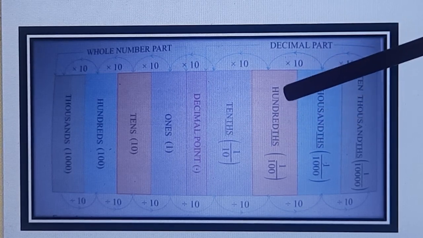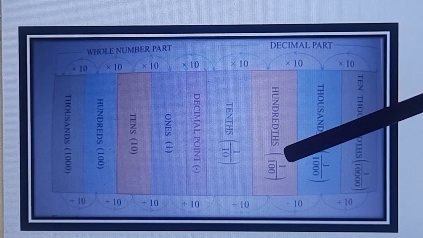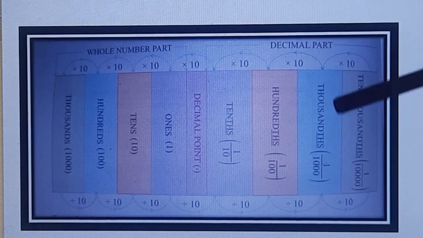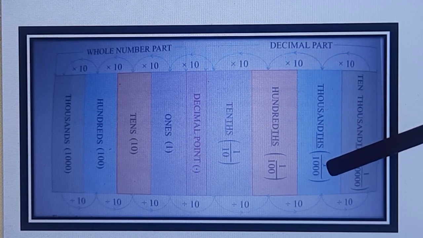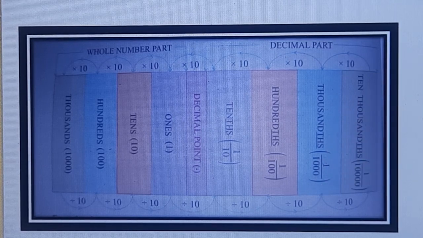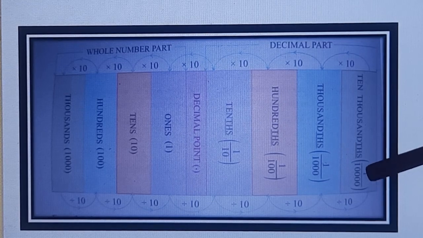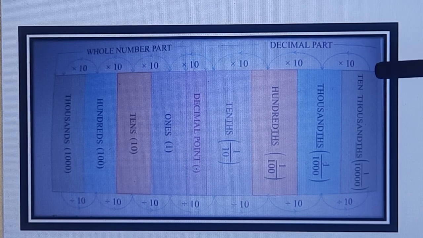So what is the spelling? H-U-N-D-R-E-D-T-H-S. Hundredth. 1 upon 100. And thousandth. T-H-O-U-S-A-N-D-T-H-S. 1 upon 1000. And then 10,000ths. 1 upon 10,000.